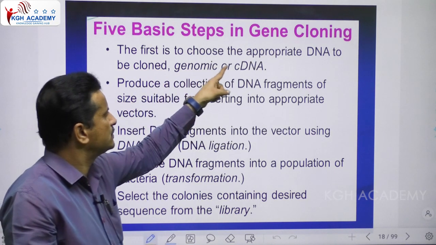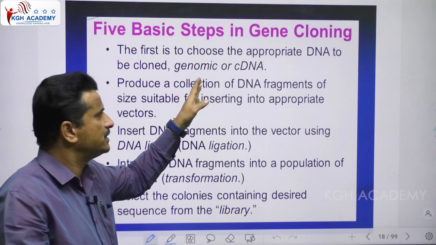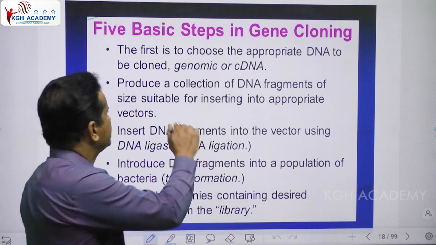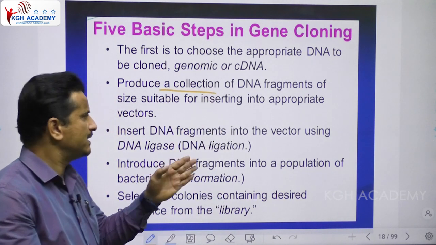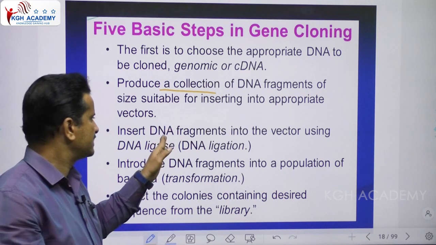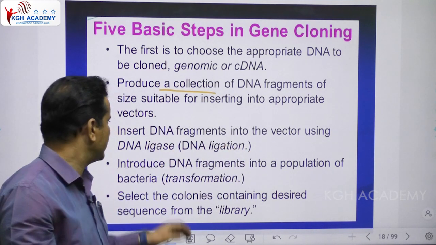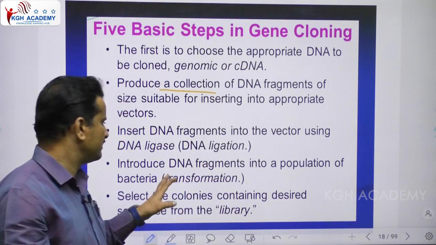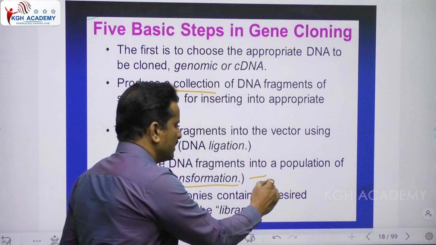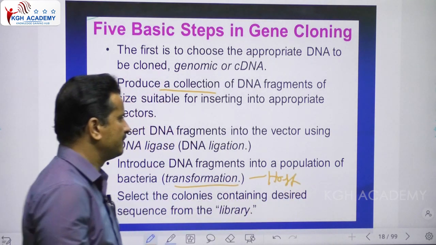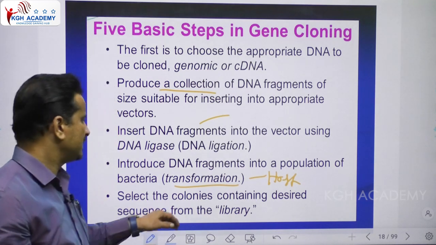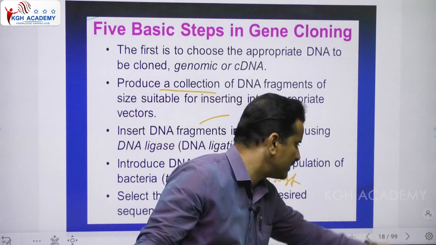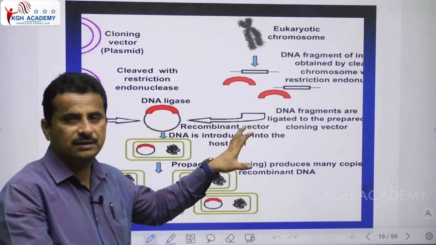See, the first step is to choose the appropriate DNA to clone, genomic DNA or cDNA. Next, collection of DNA fragments, cutting the vectors, and inserting the DNA fragment into the vector by using different enzymes, and introducing the DNA fragments into a population of bacteria. Here we are using bacteria as a host. Vector means plasmid. Then select the colonies containing the desired sequence from the library. To understand this, here I am giving one clear slide.